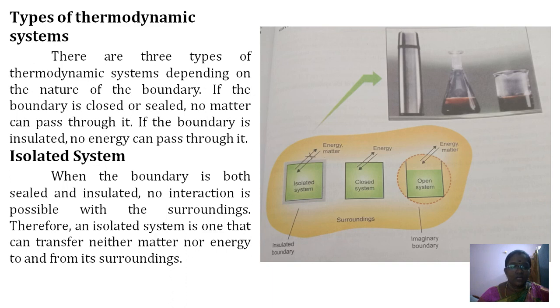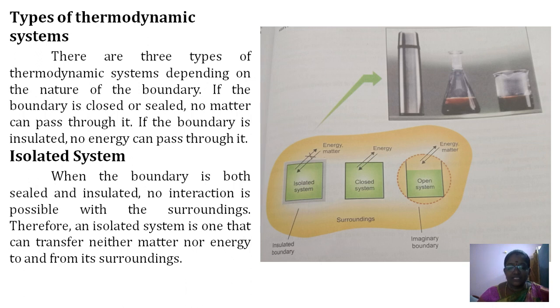So we have three types of thermodynamic systems, depending upon the nature of the boundary which separates the system and surroundings. If the boundary is closed or sealed, no matter can pass through it. If the boundary is insulated, no energy can pass through it. An isolated system is one where the boundary is both sealed and insulated, so no interaction is possible between the system and the surroundings.